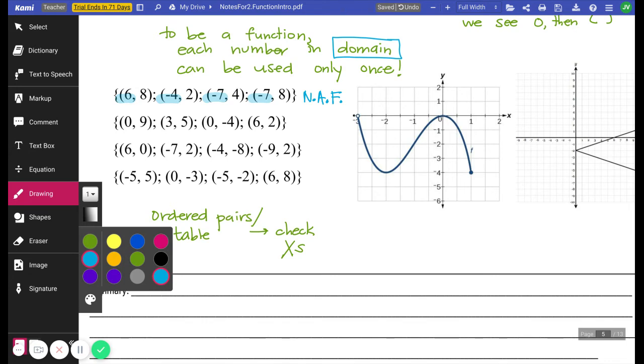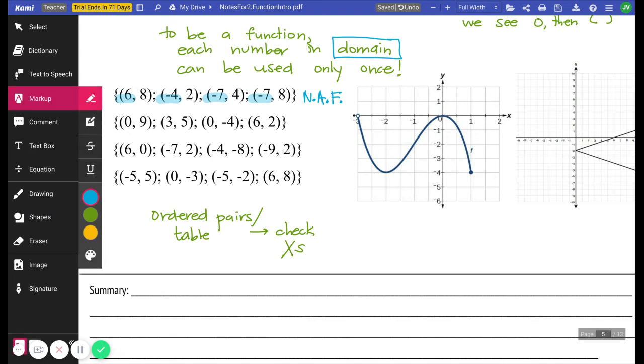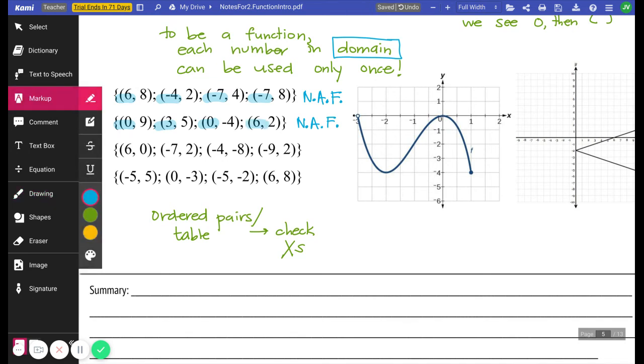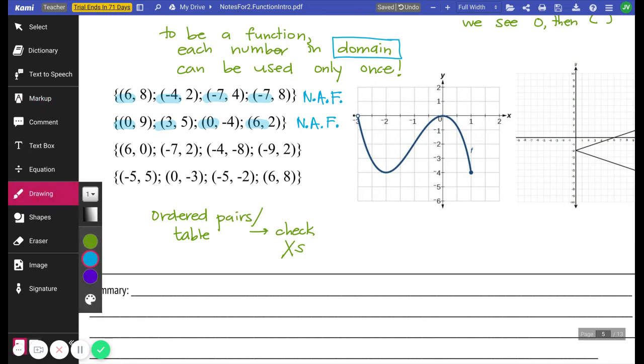Okay, that was kind of a bummer. We're going to keep going with this. We're going to see what we can make happen. Let's check the next one. 0, 3. So far, so good. 0. Not a function. The zeros doubled up. I don't even care that, you know what, that last number is a 6. It doesn't even matter. Once I had those zeros doubled up, right here and right here, that's a bummer, dude.